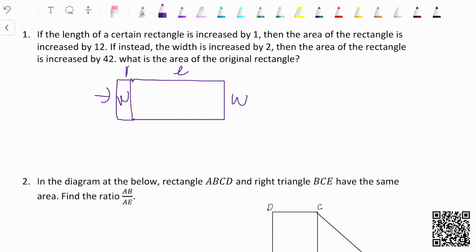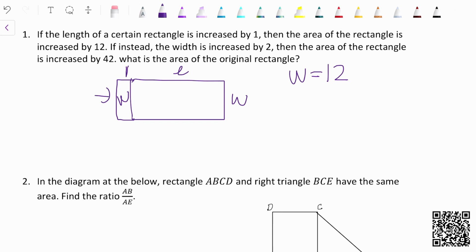And since it increased by 12, this means that the width of our rectangle is 12. Since the increased part is equivalent to 1 times w, and 1 times w is just w, and our increased part is 12, this means that our width is 12.